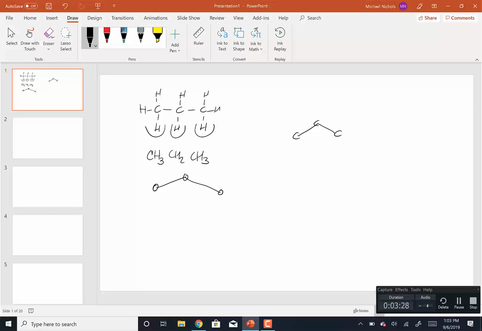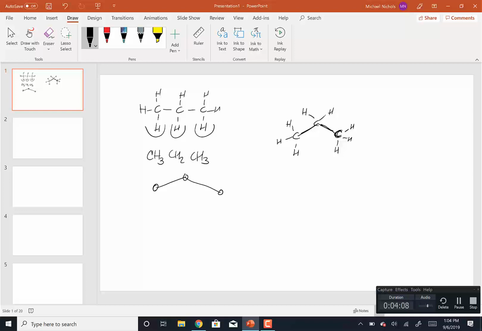So oxygens, nitrogens, etc. If there's only carbons in it, then I add enough hydrogens to give 4 and only 4 bonds. So with this carbon, it has 1 bond. That means it needs 3 hydrogens. This carbon right here has 2 bonds. It needs 2 hydrogens to get to 4. This carbon right here needs 3 more hydrogens to get to 4 bonds. So everything is always enough hydrogens to get you to 4.